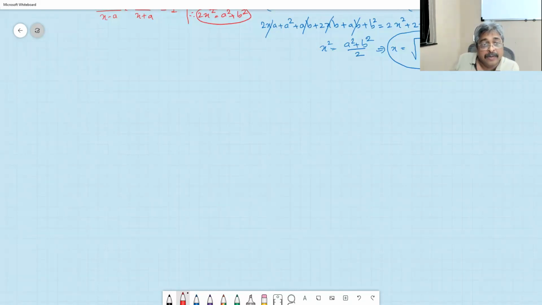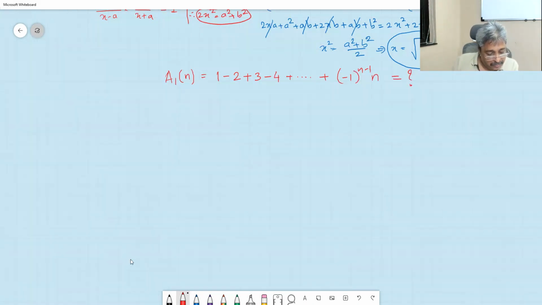A1 of n is equal to 1 minus 2 plus 3 minus 4, plus dot dot dot plus minus 1 raised to n minus 1 times n. Show me the answer: A1 of 2m, A1 of 2m plus 1.